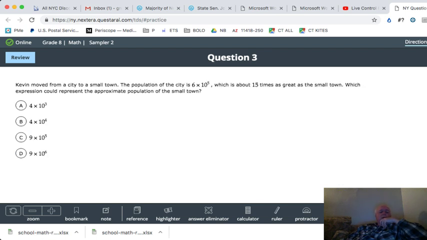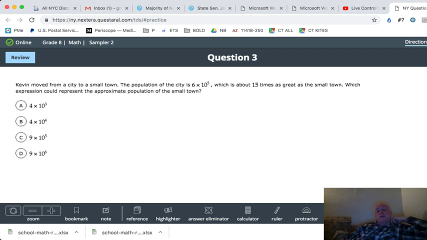Okay, Question number 3. Kevin moved from a city to a small town. The population of the city is 6 times 10 to the 5th, which is about 15 times as great as the small town. Which expression could represent the approximate population of the small town? Okay, so there's some estimation going on here. It's about 15 times as great, and they're asking for the approximate population of the town.